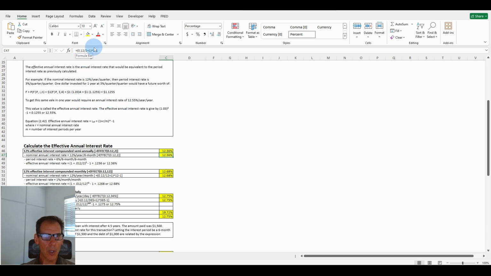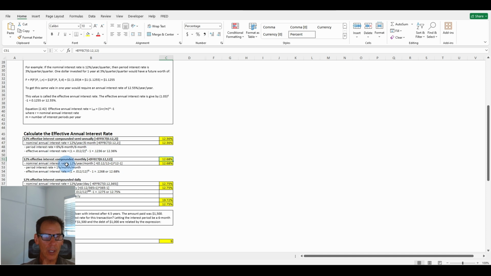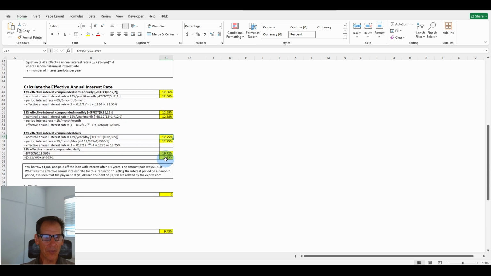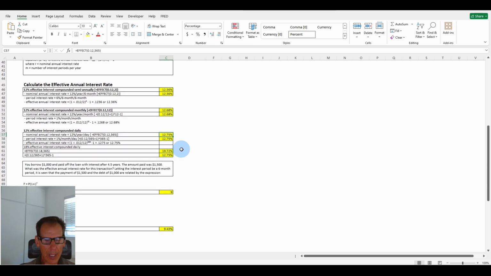12% divided by 2, plus 1, to the power of 2. How many periods are there? 2. Here we have monthly, so all we're going to change is this to 12. Here's the math. Daily, we're going to change this to 365. Notice the difference? Annual, 12. Daily, 12.75. Ouch. So when you're reading the notation on your investments, or if you're negotiating, you always want to receive a daily compounded rate. How many people are going to understand what I'm talking about? Not many, but those that understand will always try to negotiate this.